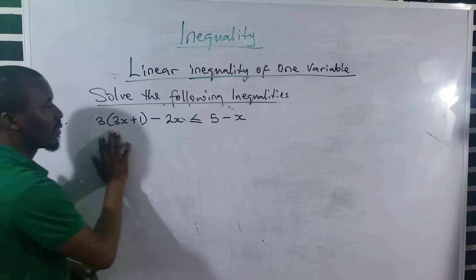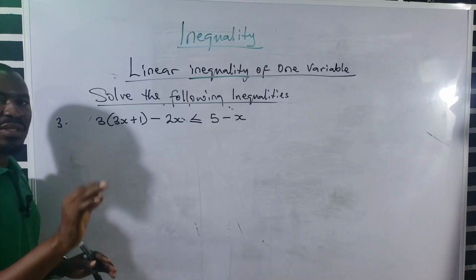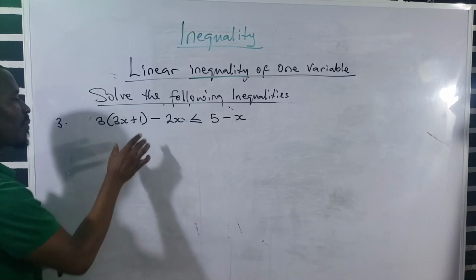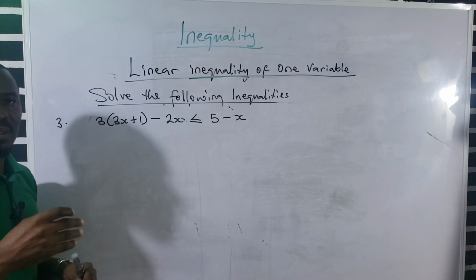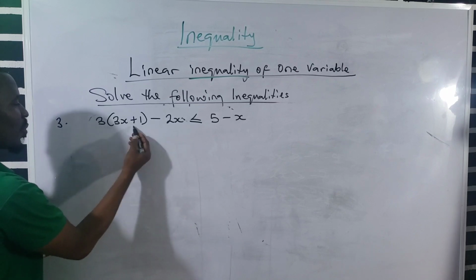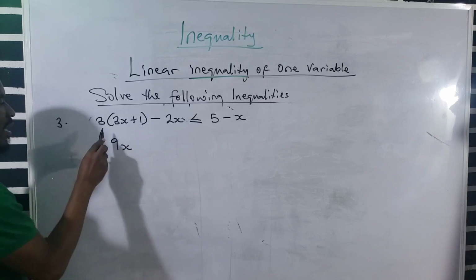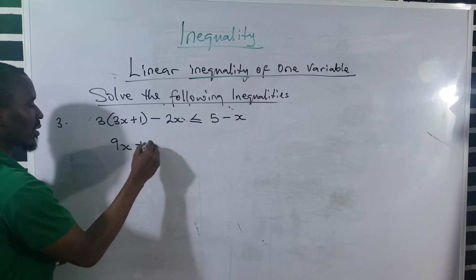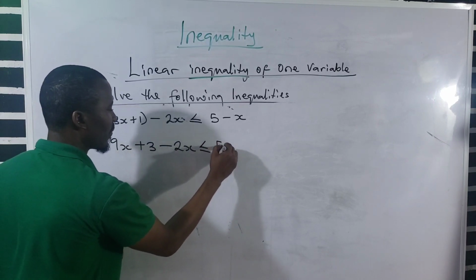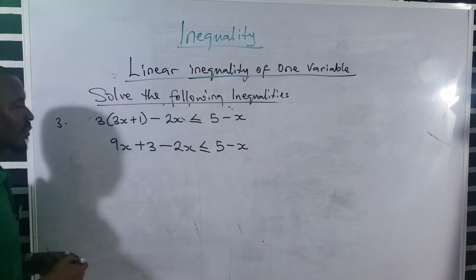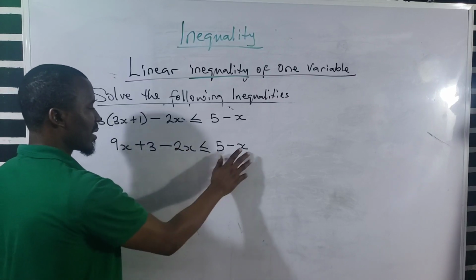So we have this. What are we going to do? It is very simple. The first thing we always do is to make sure we open our bracket, collect our like terms, and make x the subject. Let's open this bracket. 3 times 3x will give us what? 9x. 3 times plus 1 will give us plus 3, minus 2x ≤ 5 - x. So you can see that I have an expression 9x - 2x and -x.